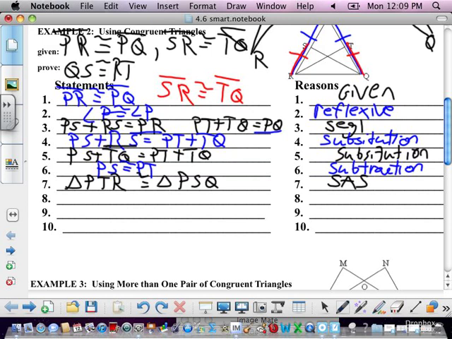Okay, but that's not what I wanted to prove, right? I wanted to prove QS is congruent to RT, so what can I use to prove that? How is QS congruent to RT? We've proved that the triangles are congruent, so what are we going to use to prove that the sides are congruent? CPCTC. That's perfect.